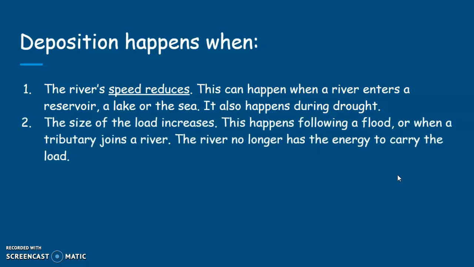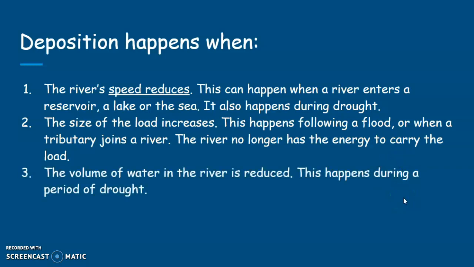The second thing is if the size of the load increases. So this happens after a flood. It also happens when a tributary joins a river. The river loses energy because the size of the load has increased, and it has to deposit again or drop some of the load, some of the sediment and rocks that it has been carrying along.